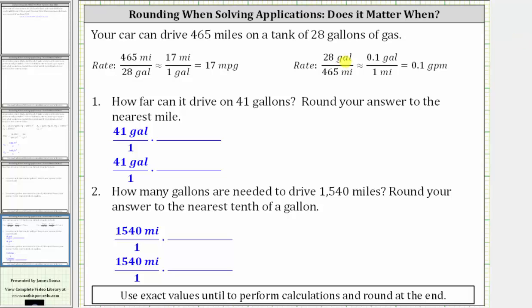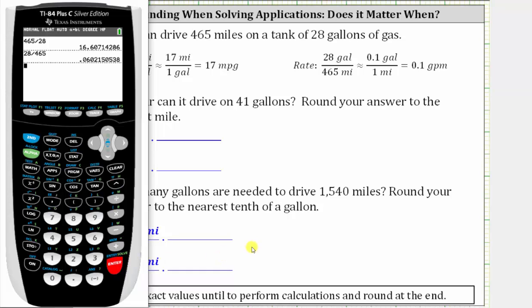To find the unit rate in gallons per mile, we divide 28 by 465. If we did round to the nearest tenth, this would give us an approximate unit rate of 0.1 gallons per mile, or 0.1 gallons per 1 mile. Notice how, because we have a 6 in the hundredths place value, we would round up to 0.1.